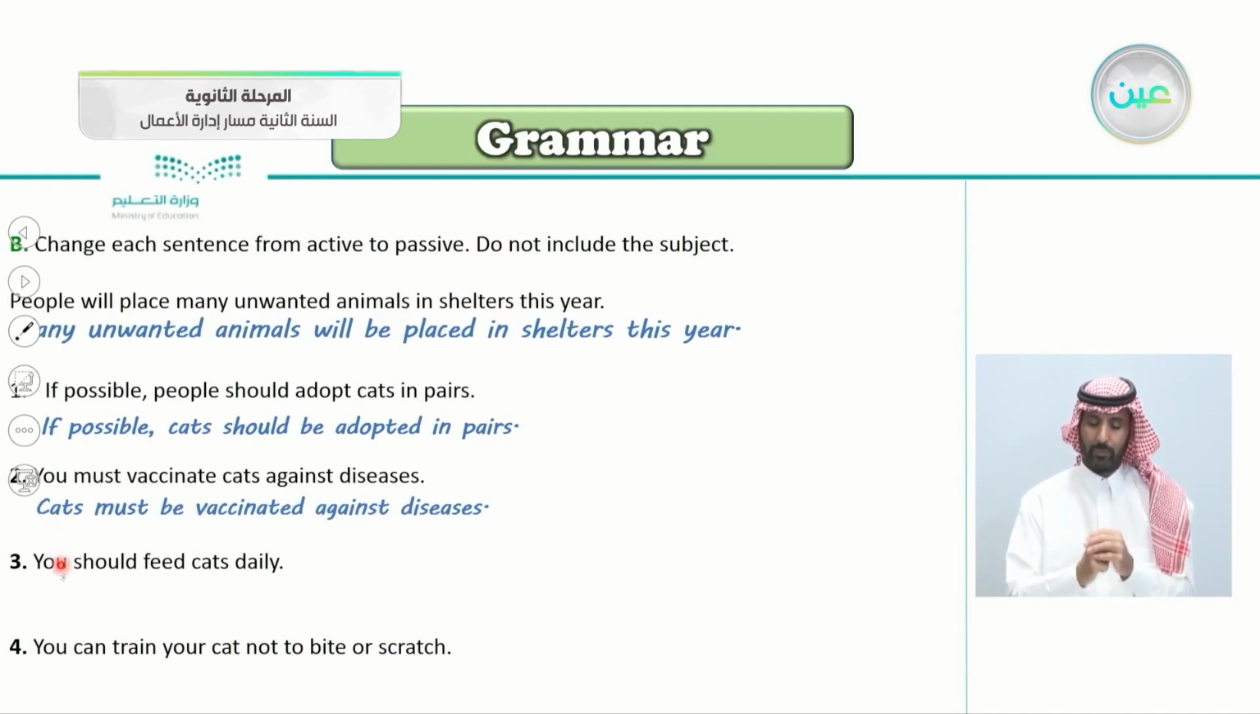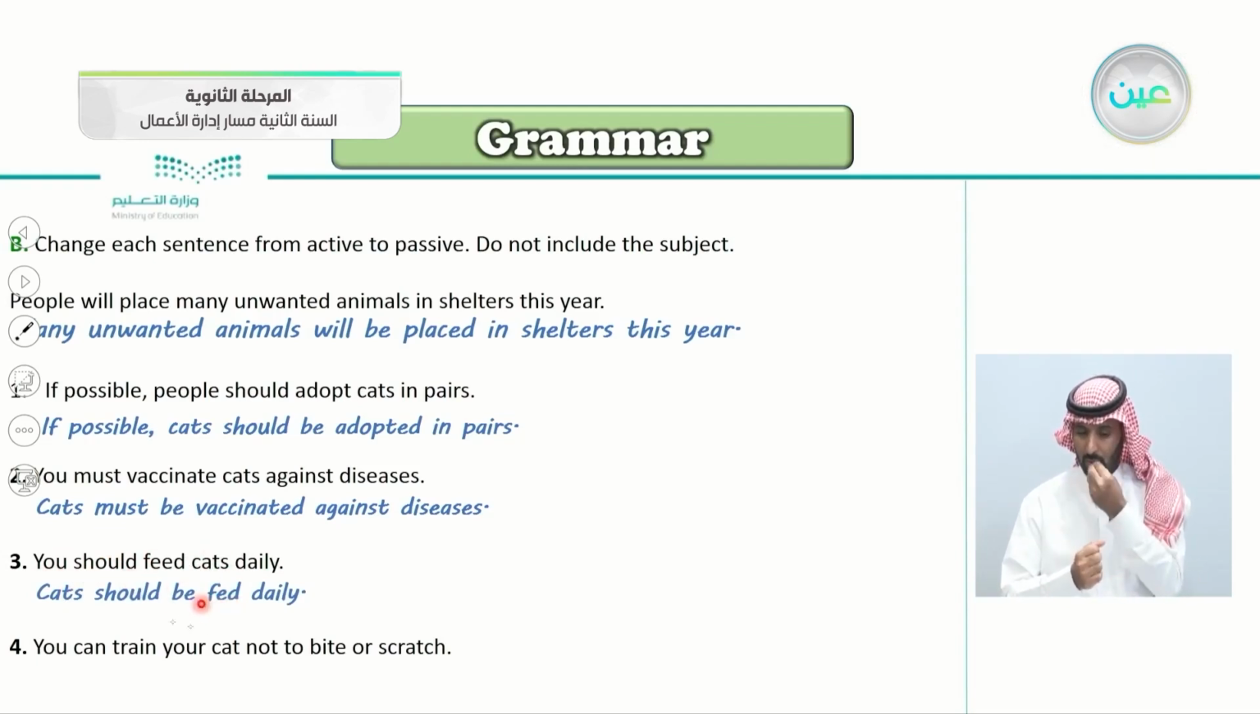Number three, you should feed cats daily. The verb here is feed. So who is doing the feeding? The subject, you, and who's the object? Cats. I think now it's getting easier. So we say yes, cats should be fed daily. The past participle of feed is fed.